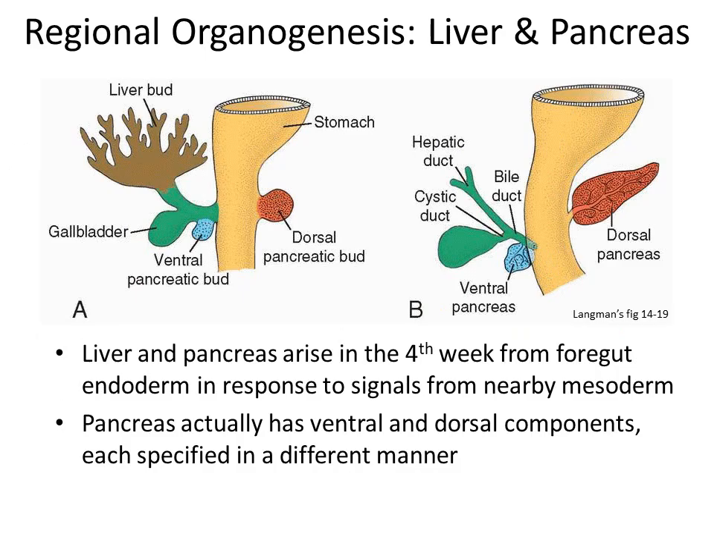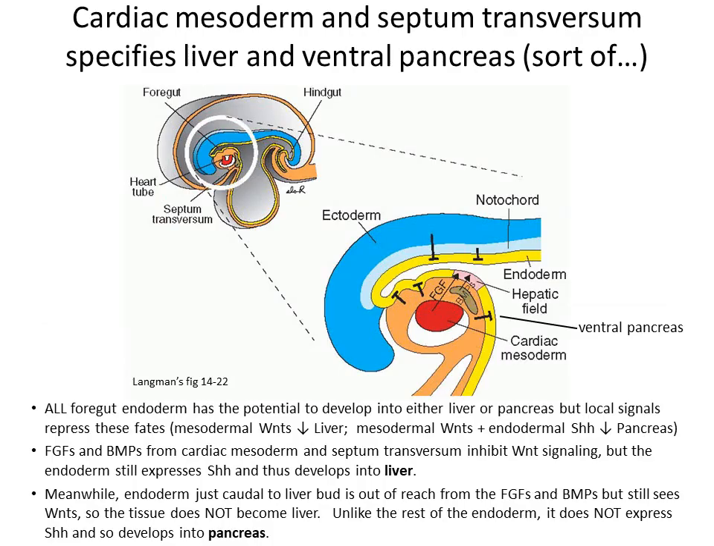Regional organogenesis of the liver and pancreas. The liver and pancreas arise in the fourth week from the foregut endoderm in response to signaling from the nearby mesoderm. The pancreas actually has ventral and dorsal components, each specified in a different manner. They rotate anticlockwise, from the dorsal and ventral pancreatic buds, to form the pancreas. Cardiac mesoderm and septum transversum specify the liver and ventral pancreas. All foregut endoderm has the potential to develop into either liver or pancreas, but local signals determine the fate.